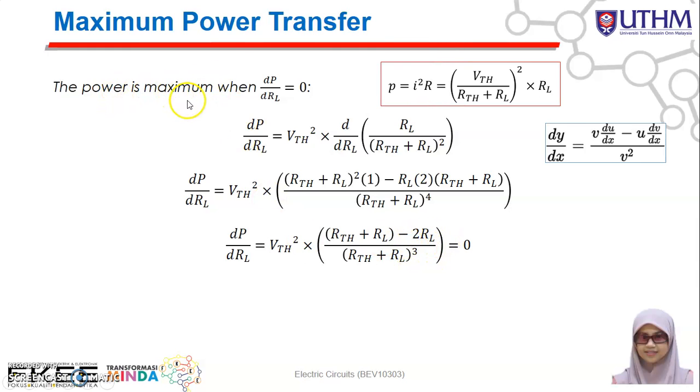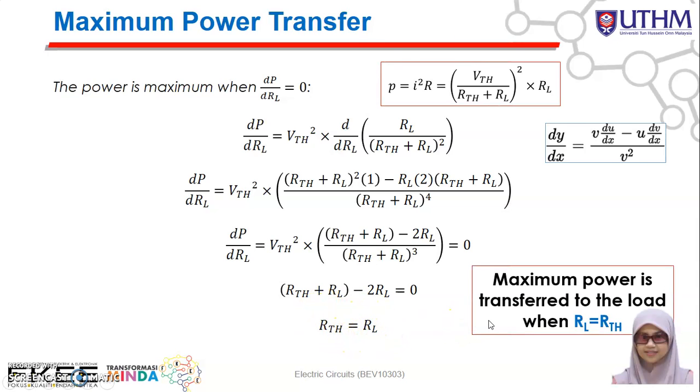Alright, so the power is maximum when dP over dRL is equal to 0. So this whole thing can be considered equal to 0 in order to find the maximum power. Then V Thevenin squared will be brought to this side and become 0. So (R Thevenin plus RL) to the power of 3 will also be brought to this side and become 0. So finally, you have R Thevenin plus RL minus 2RL equal to 0. Then you can further simplify here: RL minus 2RL becomes negative RL, and finally R Thevenin will be equal to RL.